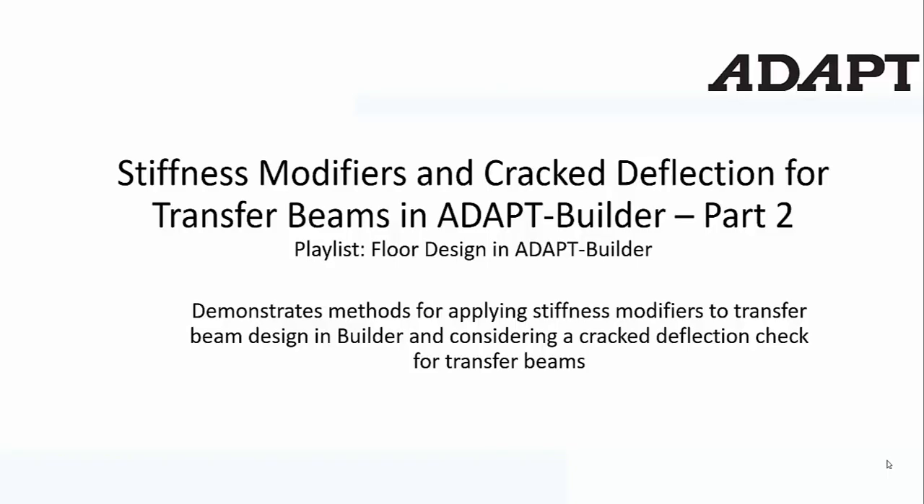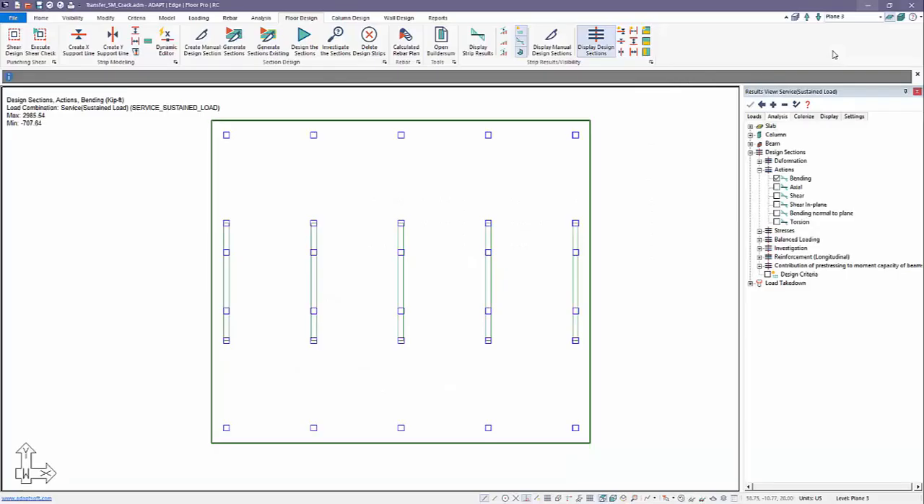This is part 2 of a video demonstration for being able to evaluate transfer beams with stiffness modifiers or by using crack deflection with tributary or global load reactions. In part 1 of this two-part series, we showed how to evaluate a transfer level with multiple transfer beams using load takedown tributary forces and also global forces from a finite element solution. And the purpose of part 1 was to show how to apply user-defined stiffness modifiers in evaluating the beams.